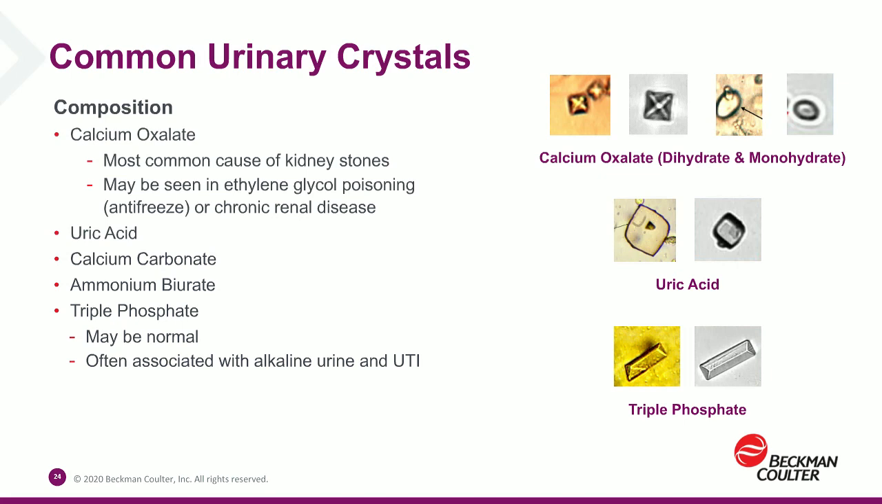There are several different types of crystals that can be detected on urinalysis. Calcium oxalate, often an indication of antifreeze poisoning or chronic kidney disease. However, calcium oxalate crystal's biggest claim to fame is that this crystal is the most common cause of kidney stones. Other crystals include uric acid, calcium carbonate, ammonium biurate, and triple phosphate, with triple phosphate often associated with urinary tract infection.